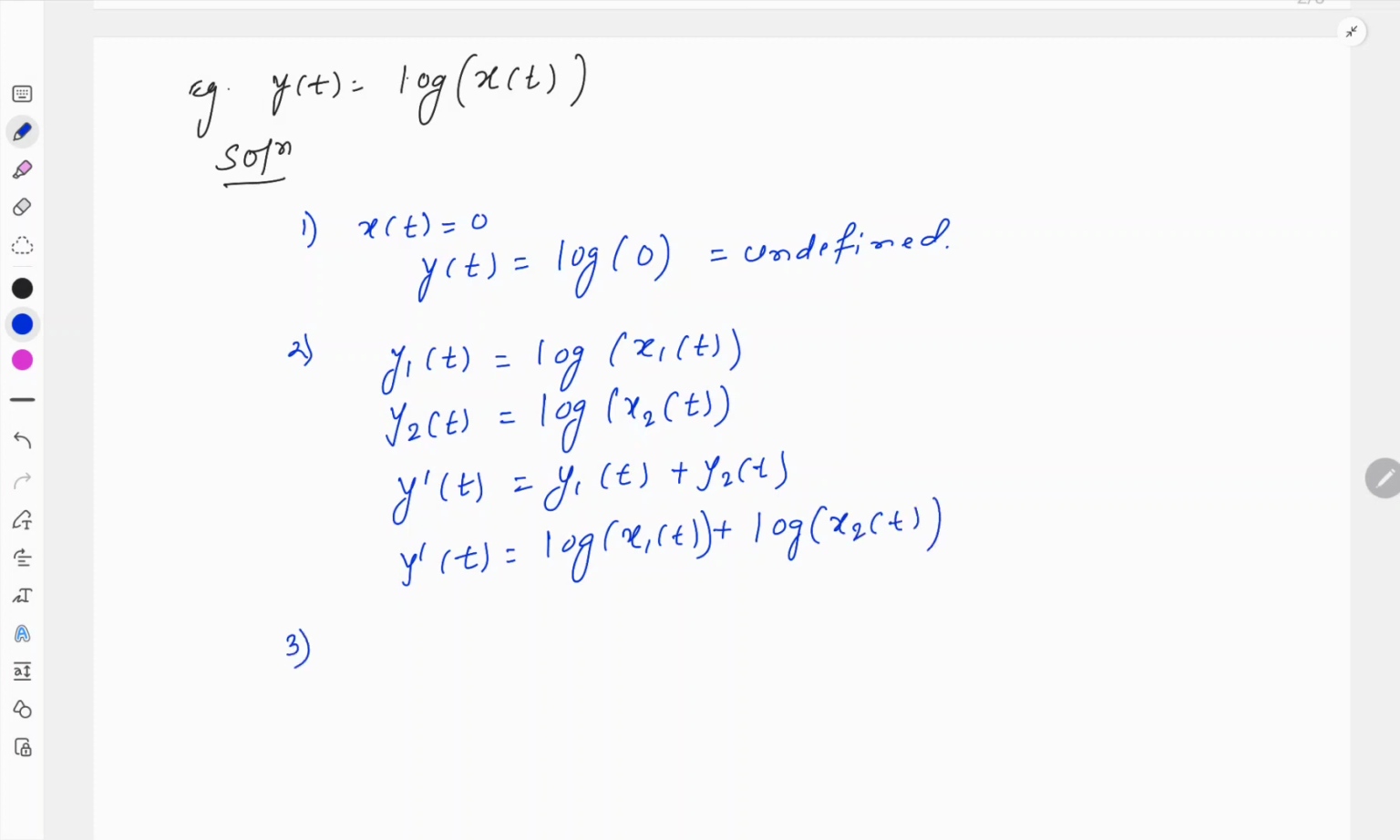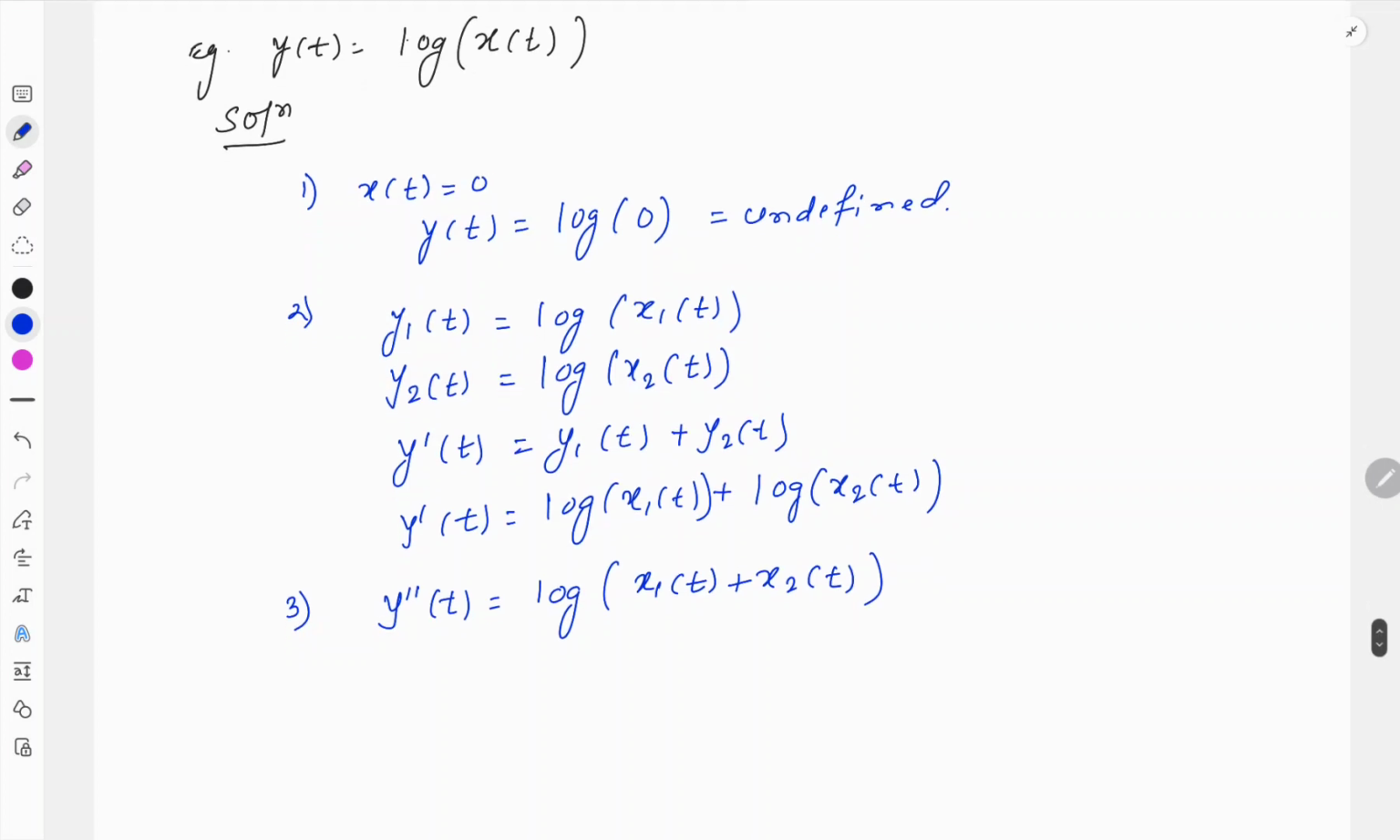Now step number 3. In this step, we have to apply both the inputs simultaneously. So we get y double dash of t equal to log of, wherever you find x, replace that x with x1 plus x2. So x1 of t plus x2 of t. Now in the next step, we have to compare y dash of t with y double dash of t.